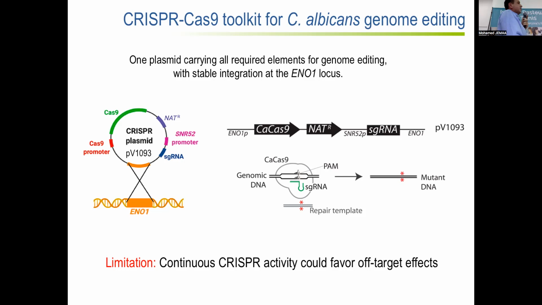So there's a limitation here, because when you get a strain that carries a continuous CRISPR activity, this could lead to or favor off-target effects. So basically, the nuclease will cut outside of the region that you targeted. So this is a drawback, really a limitation of the system, by integrating the plasmid in the genome.